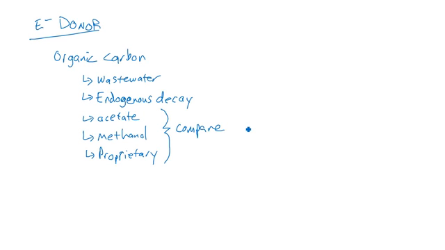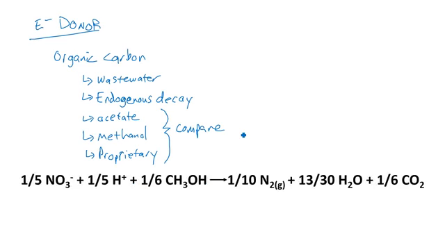Okay, so now that we know that there are all of these different organic carbon compounds that we have, we can use our balanced redox reactions. So this is, again, the balanced redox reaction for denitrification with methanol, we can use that and the stoichiometry from this. So we know we have 1/5 of a molecule of nitrate and 1/6 of methanol. So 1/5 of a mole of nitrate is going to consume 1/6 of a mole of methanol based on the stoichiometry to convert all of that to dinitrogen gas.